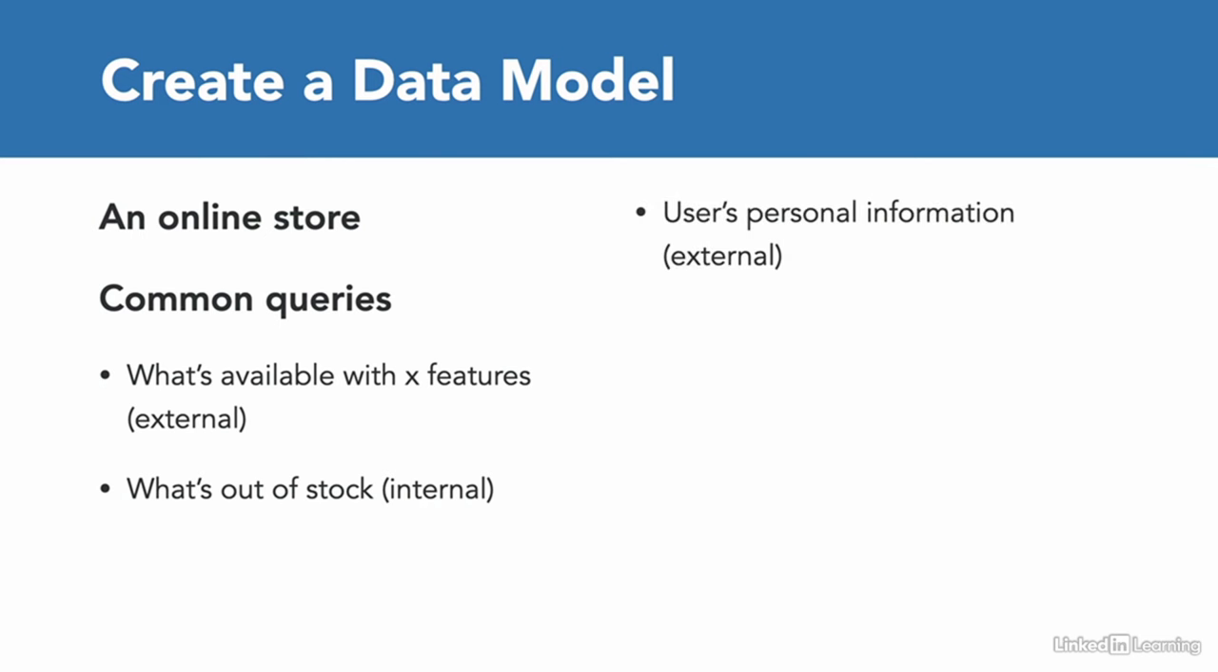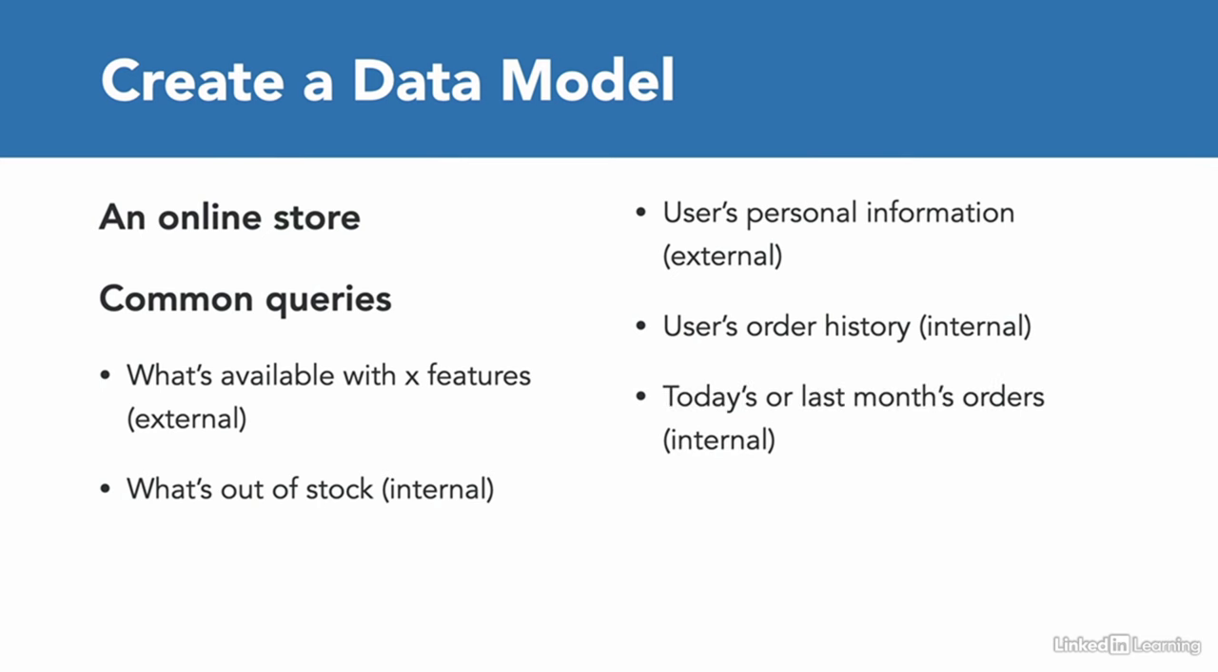Next one is, a user's personal information. You can expect that that's a query that will often come from customers. The next one is for a user's order history. That one is mostly used internal. And then the next one is today's or last month's order. That one is also mostly used internal. I know this is a fairly vague specification, but it's still a good exercise to get you thinking about how you might model this and what further questions you might have to ask to make decisions for the data model.